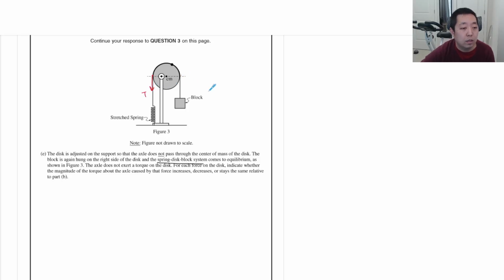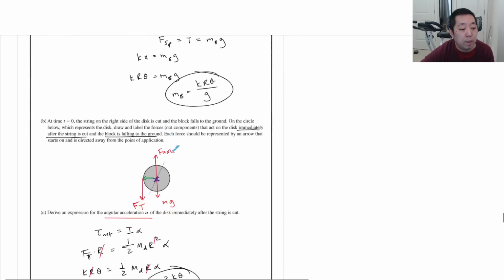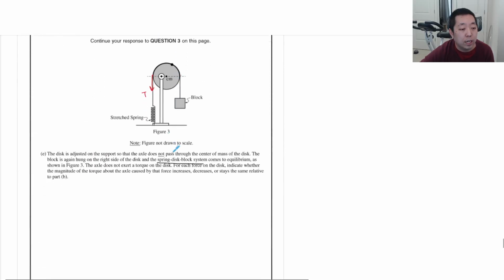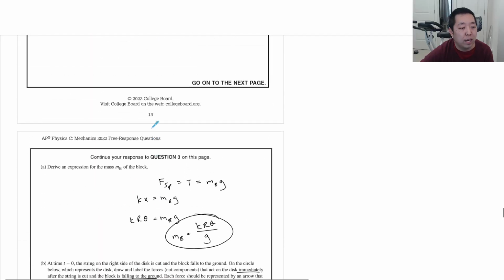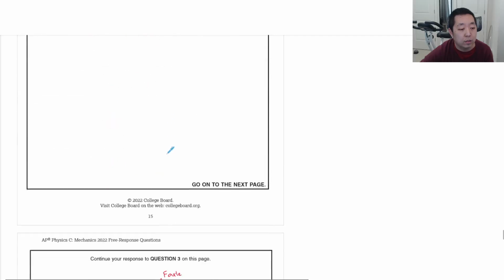Part B. Part B was the one where we cut it, right? So is it that we cut it again? Okay, so imagine we cut it again, I guess. So there's no spring on this guy. So we've got gravity here, and we have the axle force here. Those are the three forces from part B. Yeah, we had the free body diagram: FT, mg, and F axle.